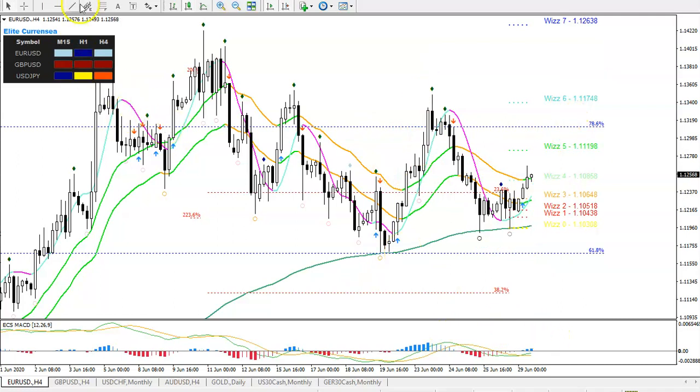It would definitely be different if we saw a break below this support trend line, the 144 EMA, with a clear 4-hour candle close below that. Well, that would of course invalidate any kind of bullish scenario.